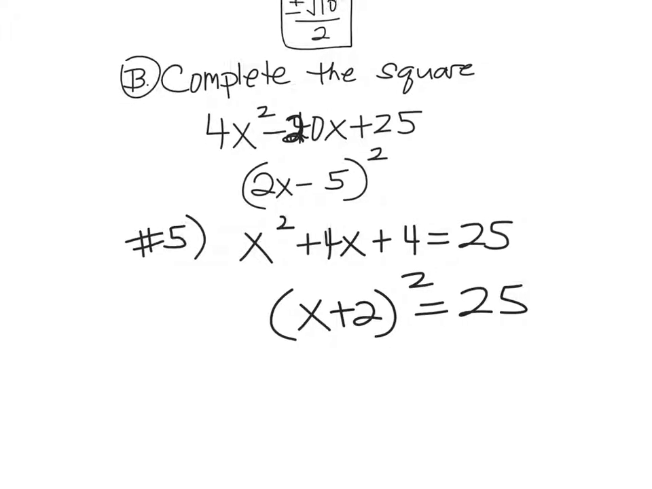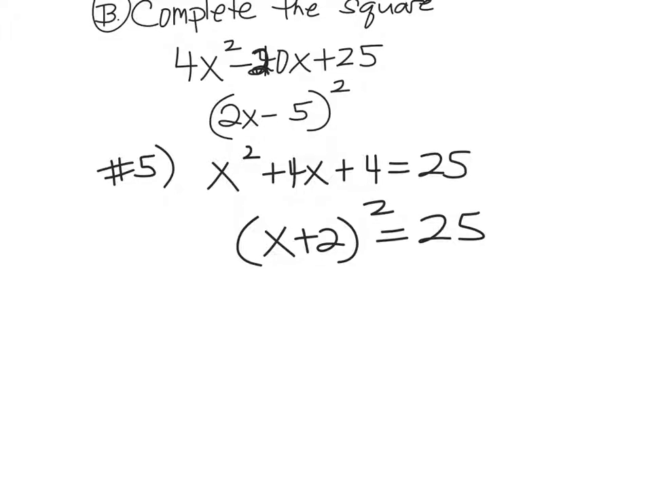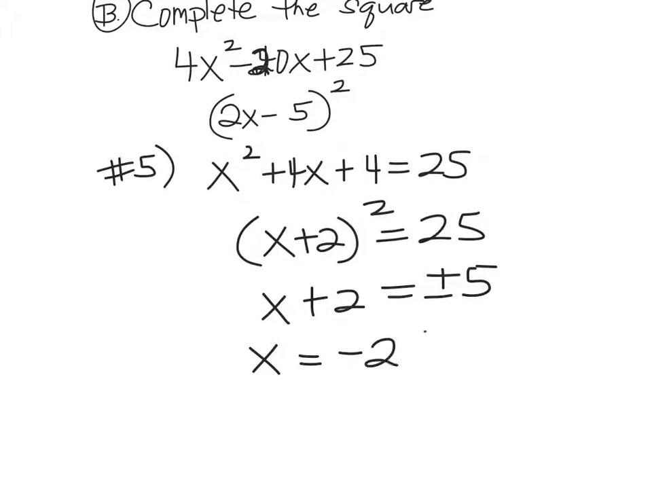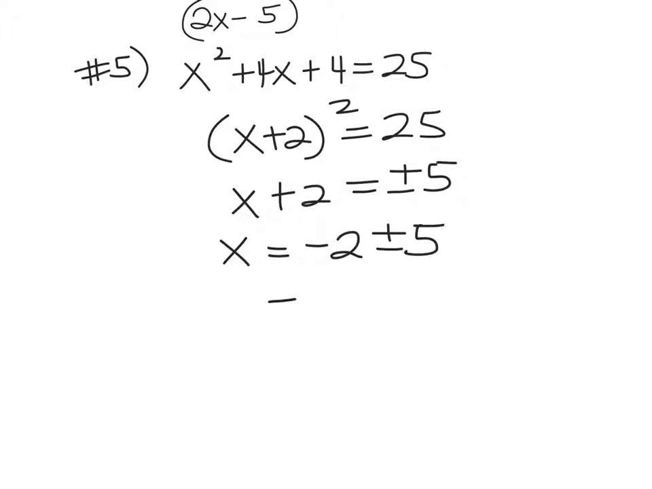And now, once you get to here, you know what you can do? Square root. Exactly. X plus 2 equals, and when you take the square root, don't forget to do plus and minus 5. Okay? And then we'll have to subtract 2 to the other side. Usually they'll put it on the front of it. And then we'll get our 2 answers. There's 2 answers here. Do you see them? There's negative 2 plus 5 and negative 2 minus 5.